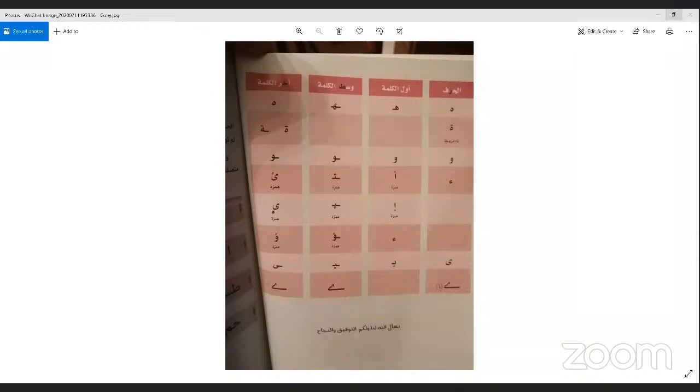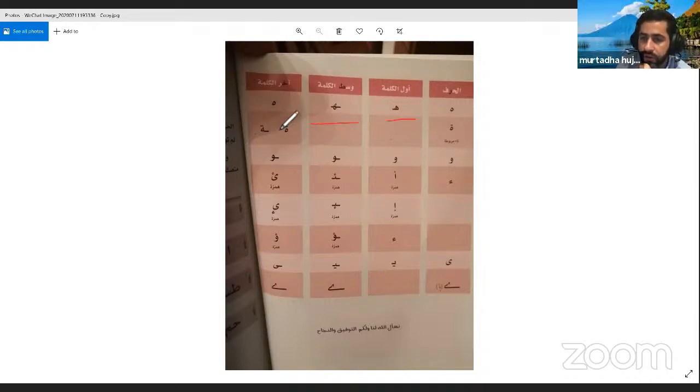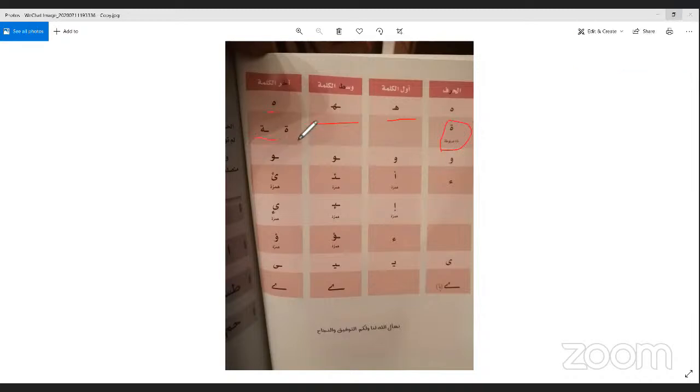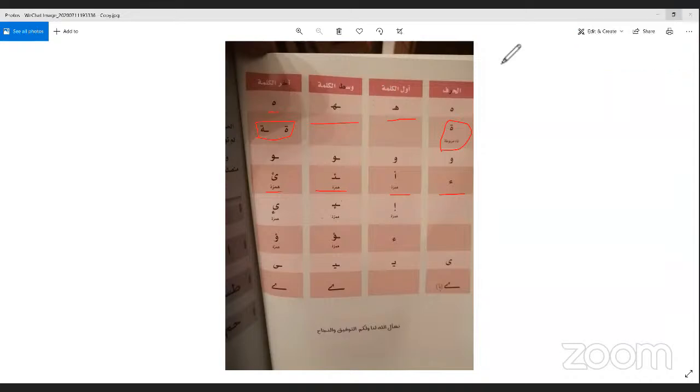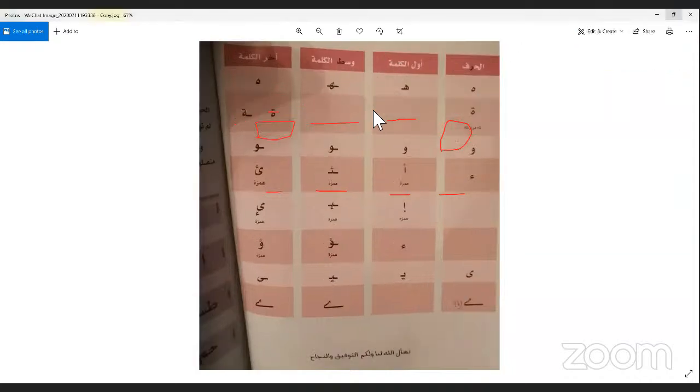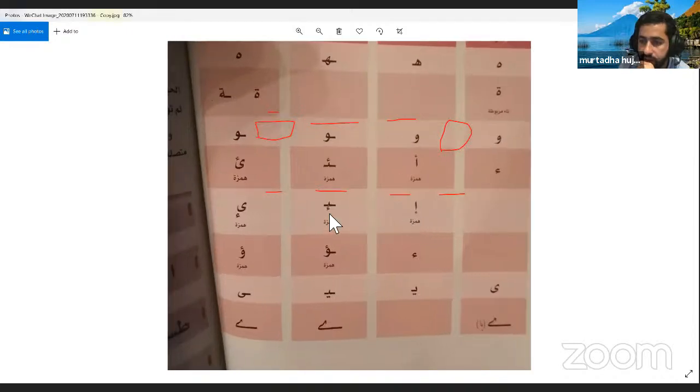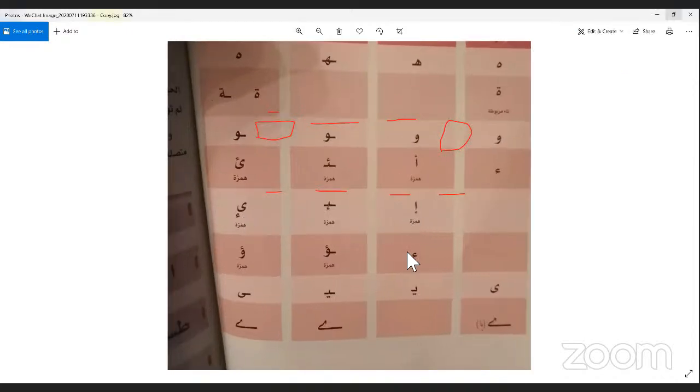Here in this book also it is the same. For ha, it shows you, for ta marbuta, which is similar to ha in sound and is written similar to ha, but is originally a ta. This is a little bit of grammar. Yeah, this is the Hamza I talked about with you guys. You can see the Hamza here. When it's with kasra, it will be written under.